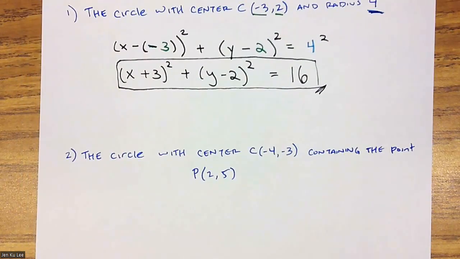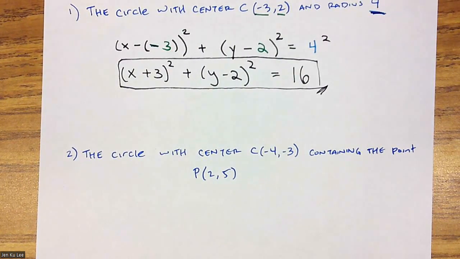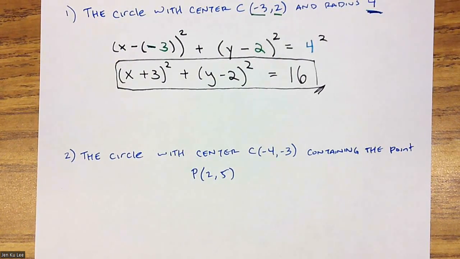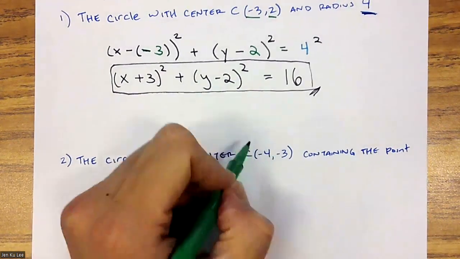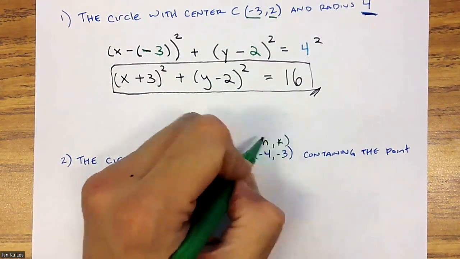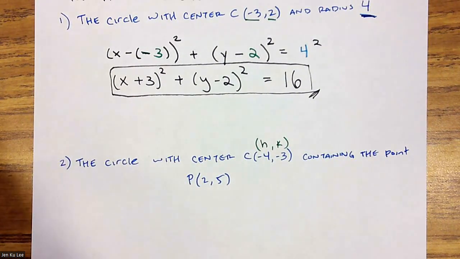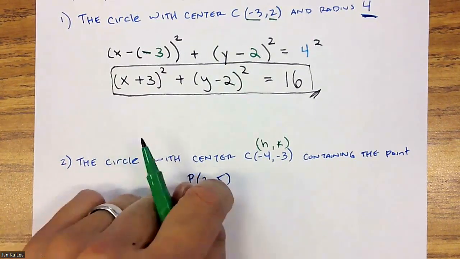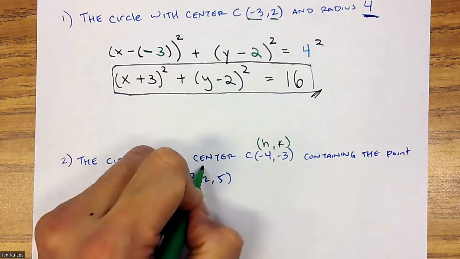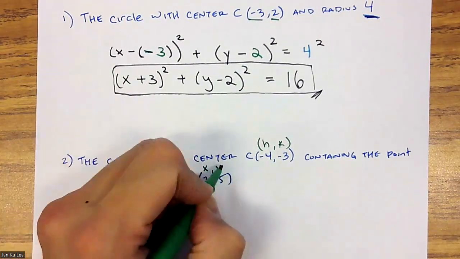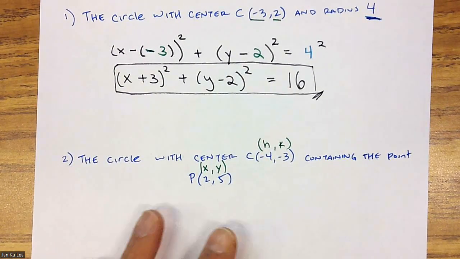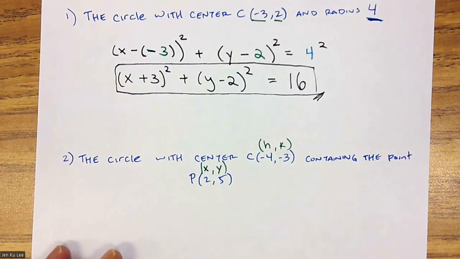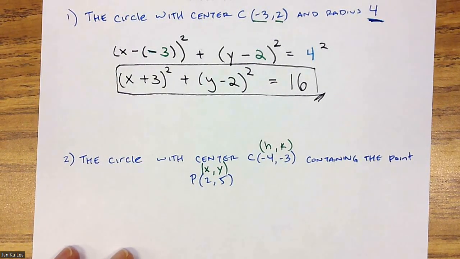Okay. The second one, the circle with center -4, -3, containing the point P (2, 5). So if it's a center, I know it's h, k, right? If it's the point, what is this coordinate? x and y, x, y. Notice I don't have my r, right? I gotta figure out what my r is. More specifically, I gotta figure out what r squared is. Okay.